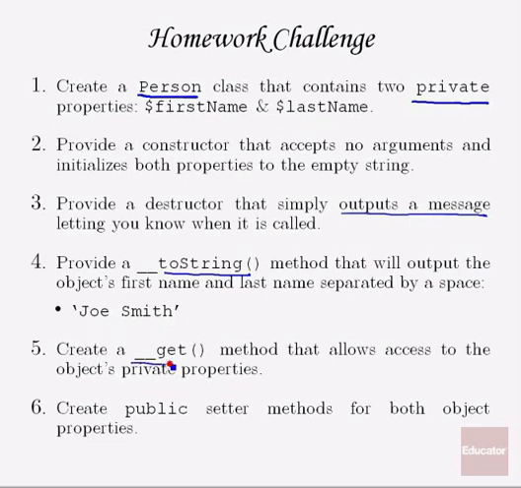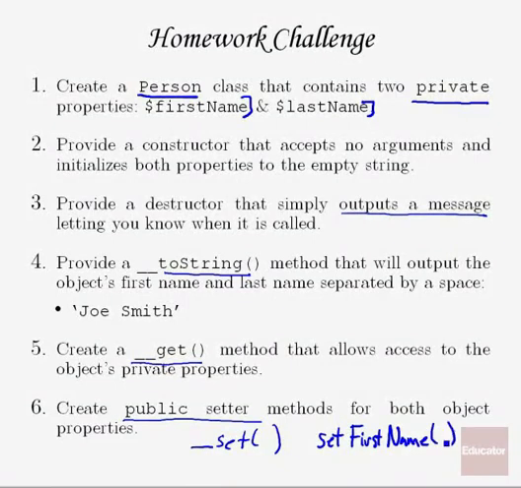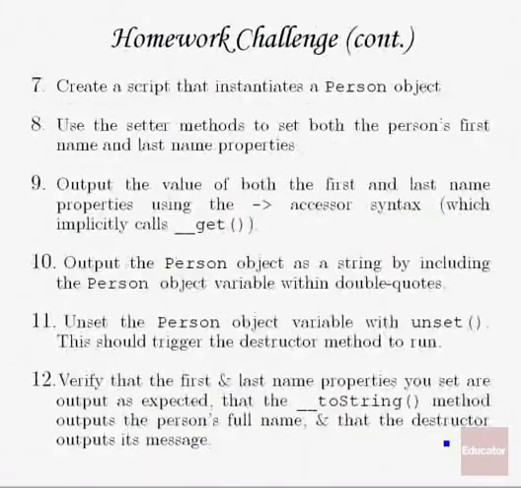Create a get method, a magic method, that allows you to access the private first name and last name properties of the person class. And then provide public setter methods. So instead of providing a set method to be able to set both of these private properties, provide public setter methods for each one. For example, one of them would be called set first name for the first name property.